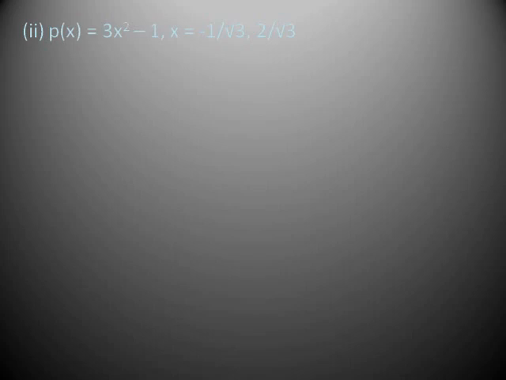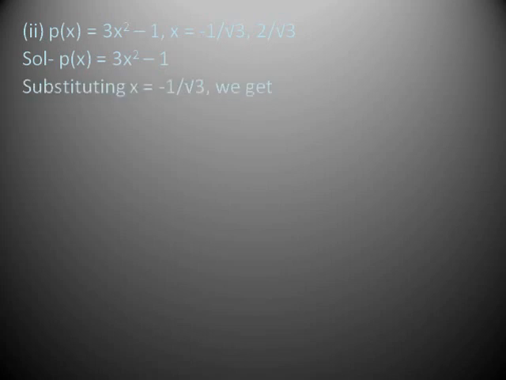Substituting x equals minus 1 by root 3, we get p(minus 1 by root 3) equals 3 multiplied by (minus 1 by root 3) whole square, because it was x square, so in place of x we have written minus 1 by root 3, then outside the bracket minus 1. To solve, minus 1 square becomes 1, root 3 square becomes 3. Therefore 3 multiplied by 1 by 3, then minus 1.